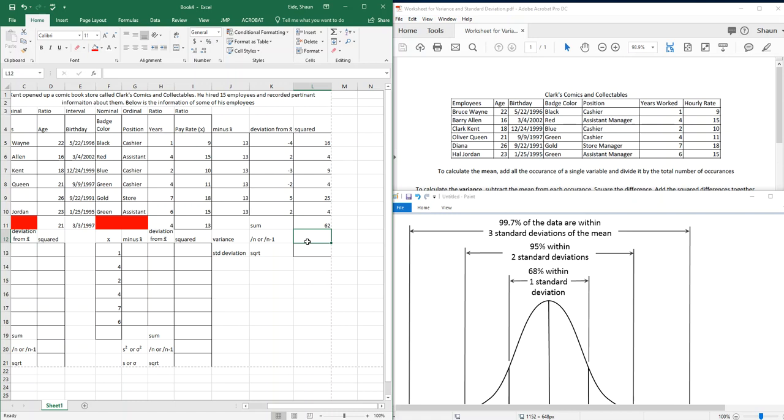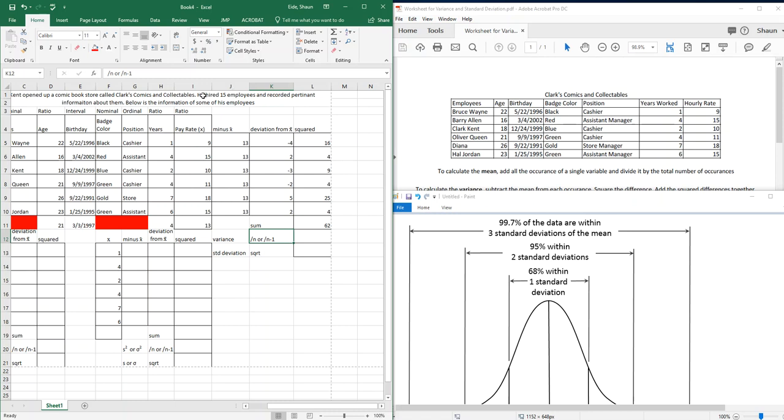You are either going to divide it by n, or you are going to divide it by n minus 1 in order to get the variance. Okay? N or n minus 1. And you divide it by n if you're working with a population, or you divide it by n minus 1 if you're working with just a sample. So, are we working with a sample, or are we working with a population here?